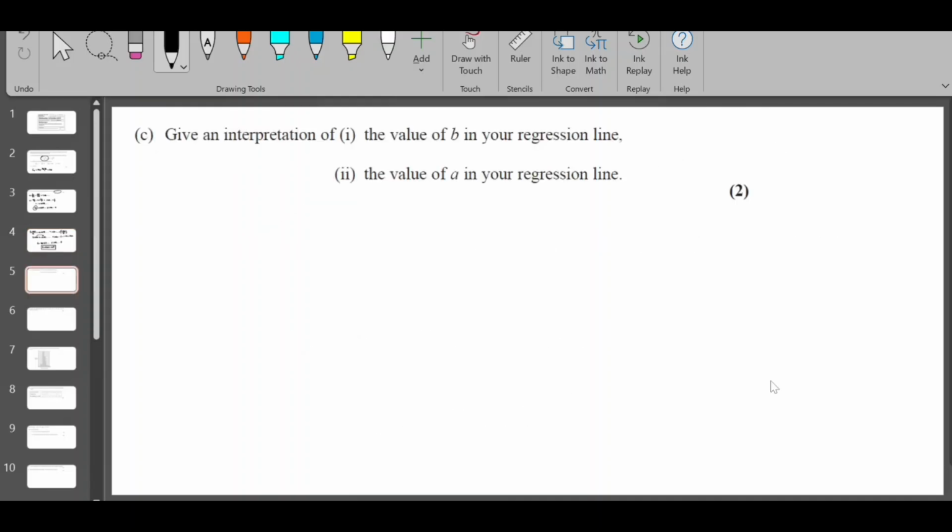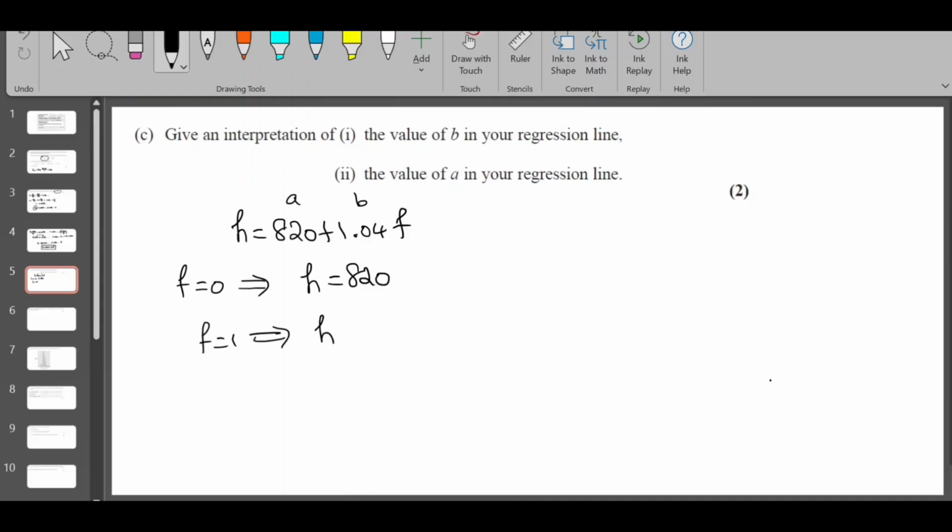Part C now. Give an interpretation of the value of b in your regression line. Okay, the regression line is H is equal to 820 plus 1.04 F. This is a, this is b. So they want you to give the interpretation of the gradient. When F is 0, H is 820. When F is 1, if you increase F by 1, H will be increased by 1.04. So when you increase F by 1, H will be increased by 1.04.